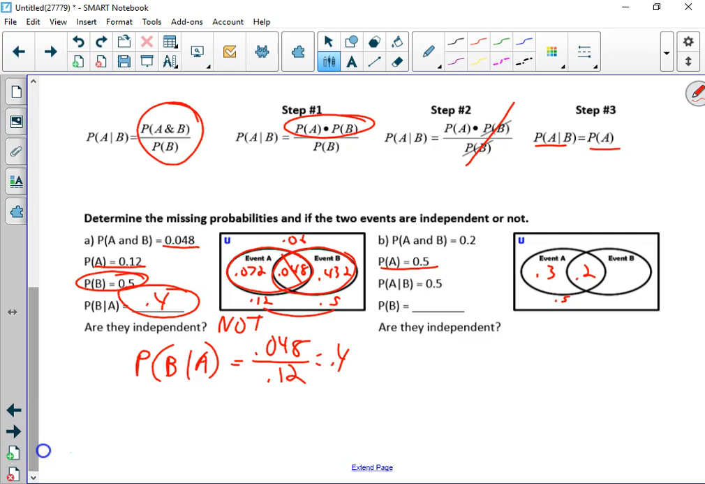Now the probability of B is going to be equal to 0.2 divided by 0.5, which is 0.4. So we know this is 0.4 right here. Again, if we subtract, that means this is 0.2. Probability of B is 0.4. If we multiply those two, we get 0.2. Therefore, yes, they are independent.